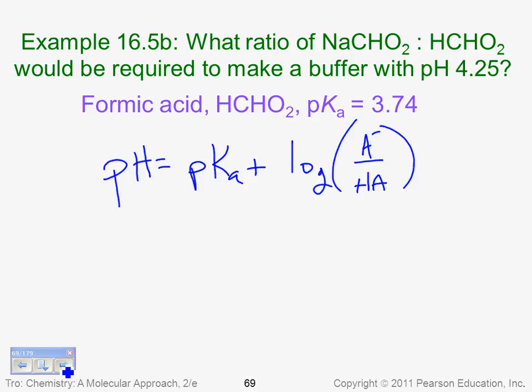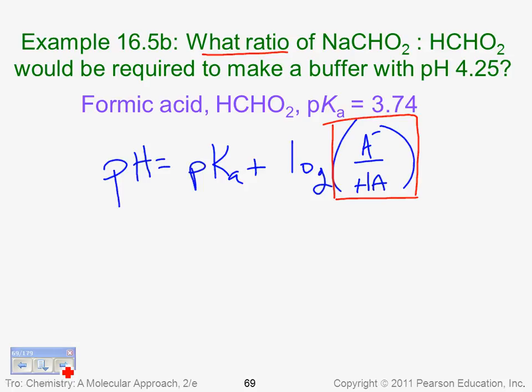I'm still going to use that equation. It's pretty short, but as long as X is small, and hopefully you recognize what ratio means. I'm asking for what's the number inside there. I'm not actually looking for A minus, nor am I looking for HA. I'm looking for the ratio of those two, because the ratio of those two is what becomes the pH.